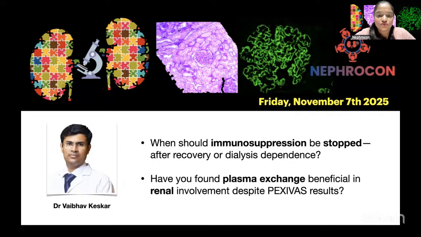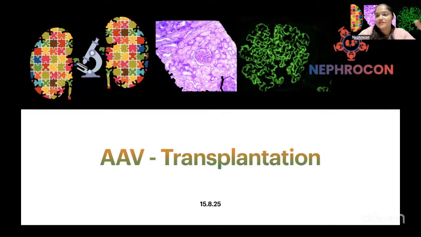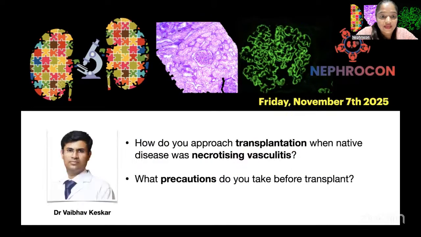Right. So with that, now that we have treated ANCA vasculitis, we come to the last segment, wherein the patient has now come to end-stage renal disease and we transplant them. And I'd like to ask Dr. Vaibhav, how do you approach transplantation when the native disease was necrotizing vasculitis? Because we have to keep in mind that we don't know how to index the disease activity, especially when vasculitis is in this form.